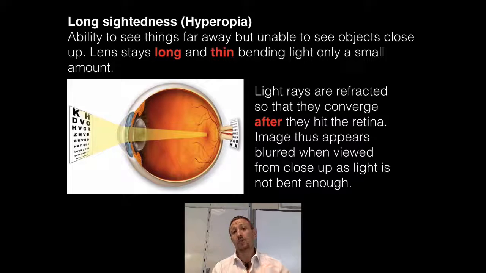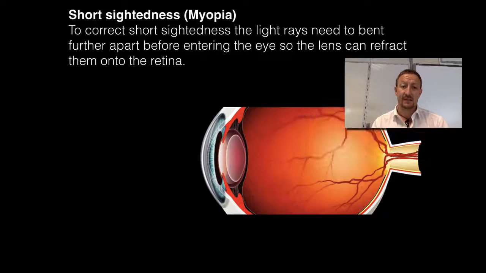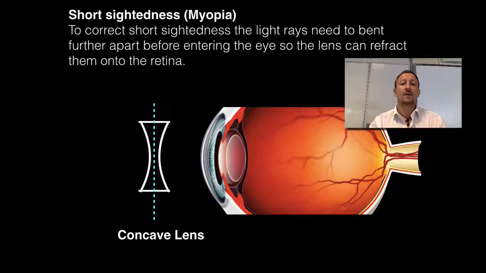So short-sightedness, long and fat, you can't go long and thin. Long-sightedness, long and thin, you can't go short and fat. So how do optometrists correct this using lenses? Well, for short-sightedness, remember, we're bending it a huge amount. Now, when you're looking at something far away, what you actually want to do is to prevent that large amount of bending. So in this case, what we use is a concave lens.